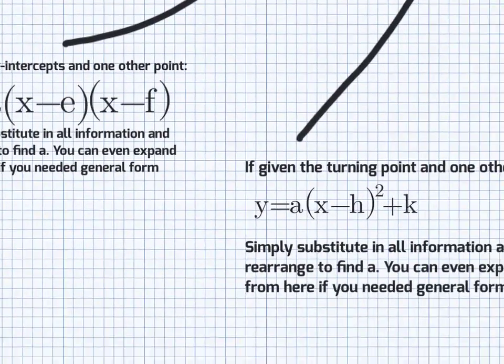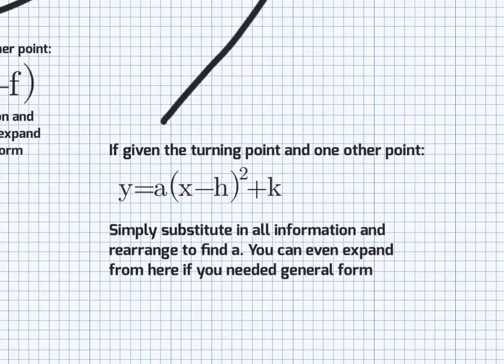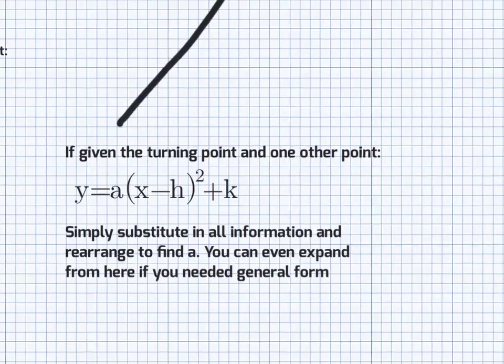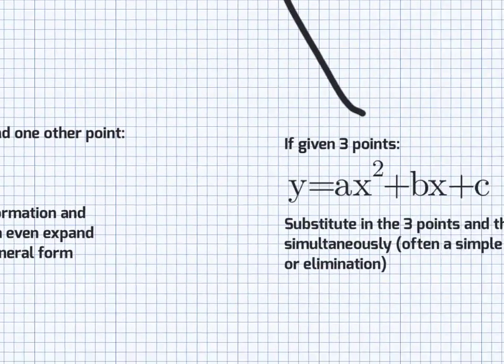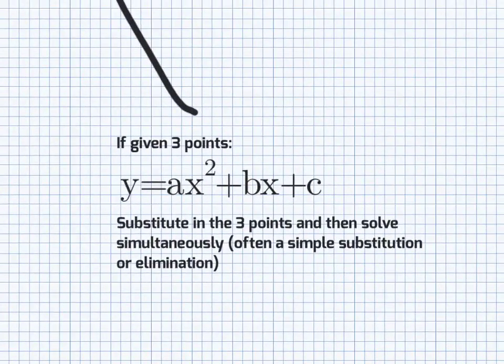And the same sort of thing for if you're given a turning point and one other point. The only part we don't know is A. If you're given 3 points that are on a parabola, then when you substitute the 3 points in, you'll actually end up with 3 equations, and you'll have to solve simultaneously, but it will probably be a really simple substitution or elimination.